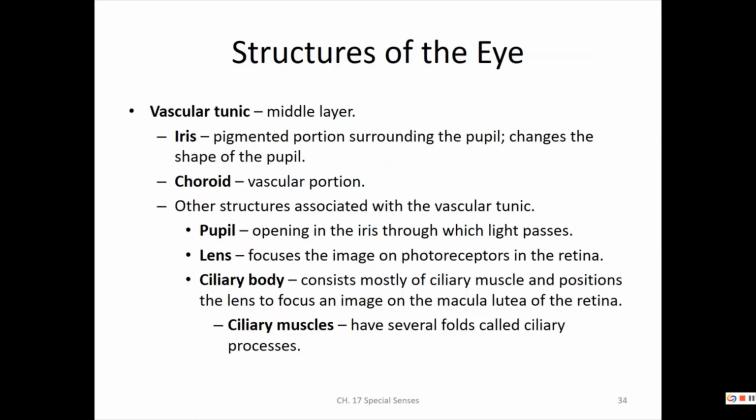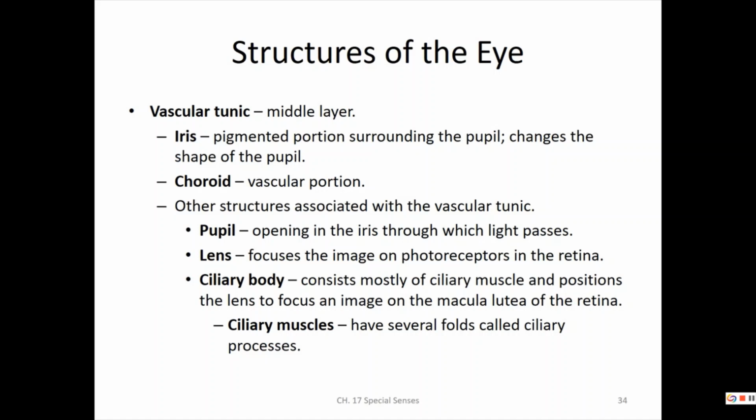Now, the eyeball, the vascular tunic. In the vascular tunic, we have an iris. That's the pigmented part. It means it's the colored part of the eye. We're going to see that it changes the shape of the pupil. We're going to see that's what actually makes the pupil get bigger or smaller.